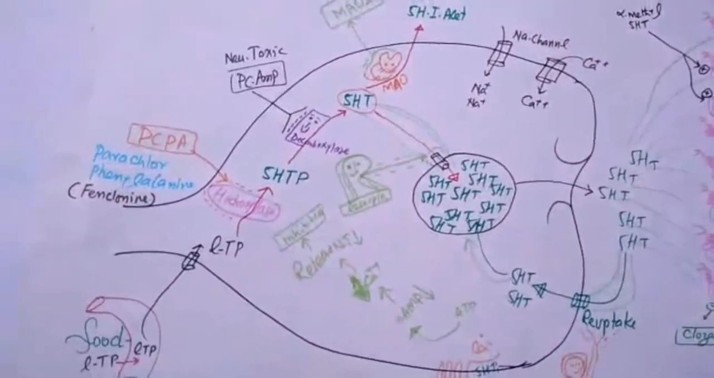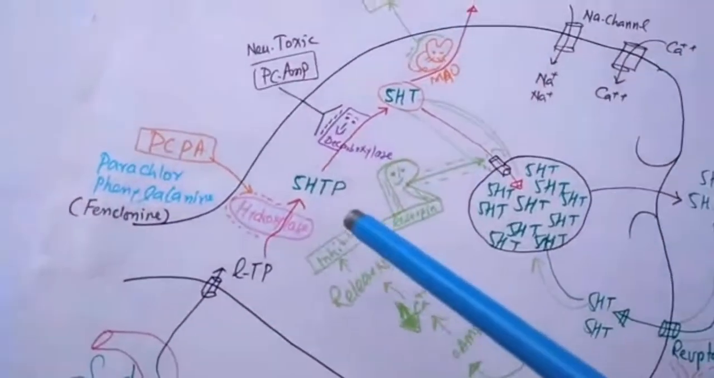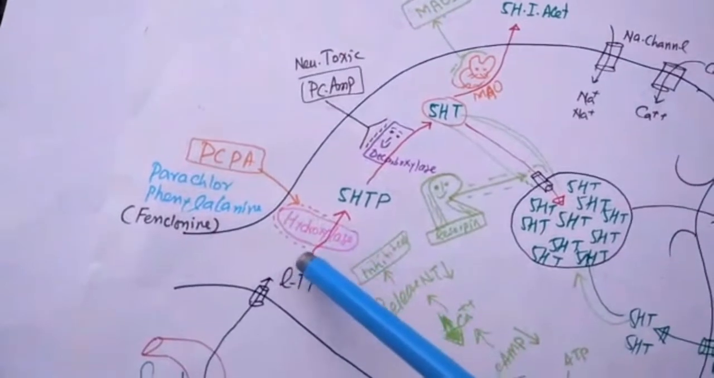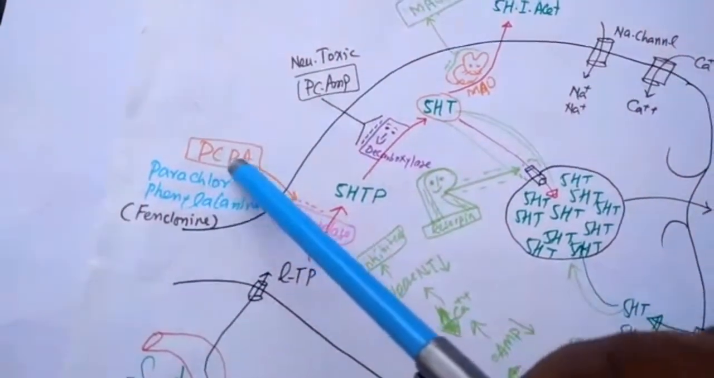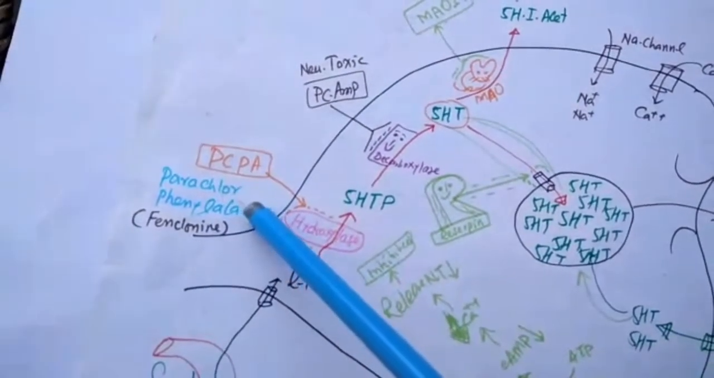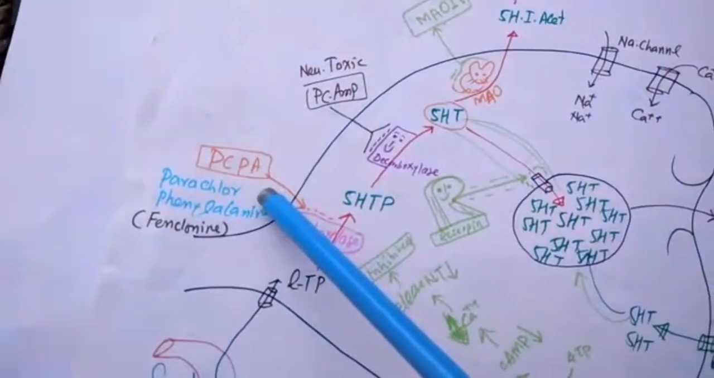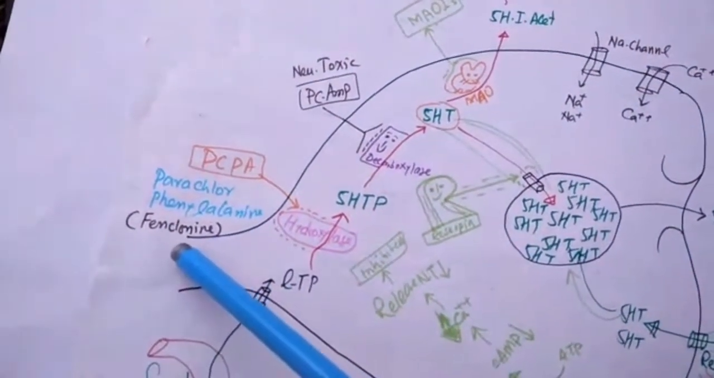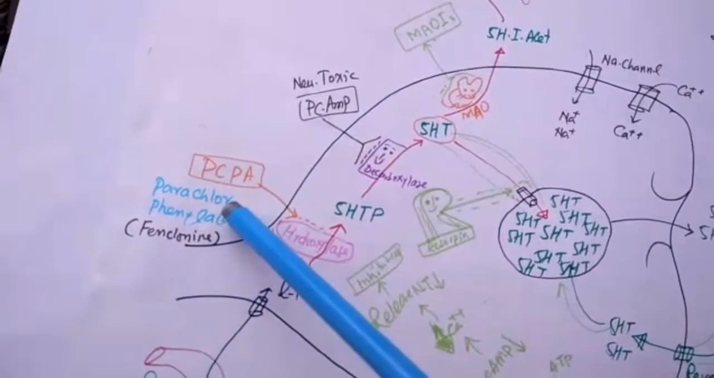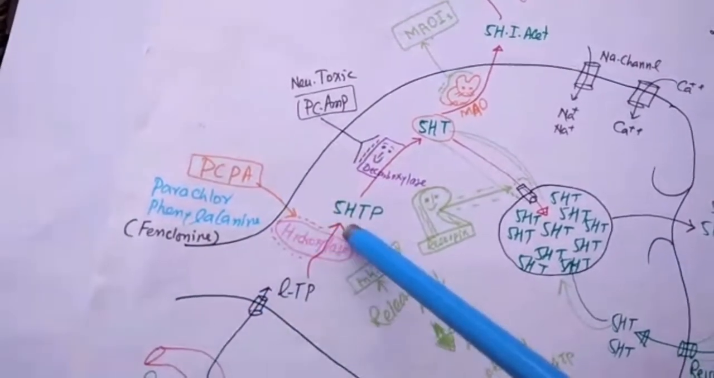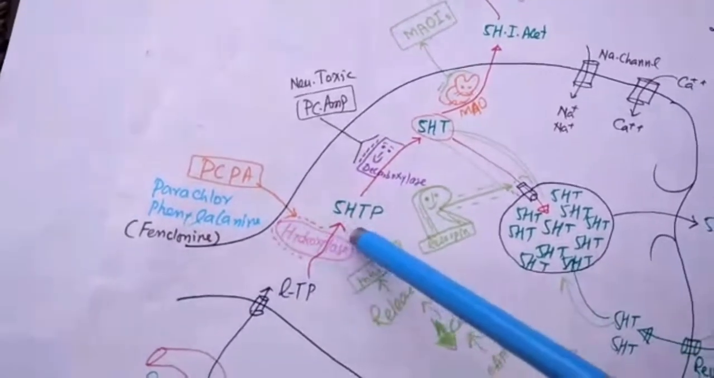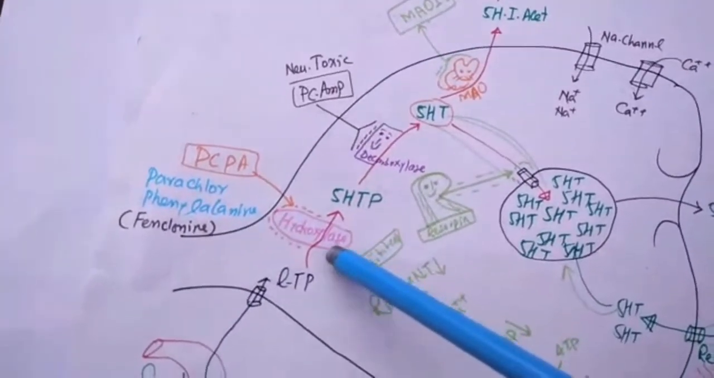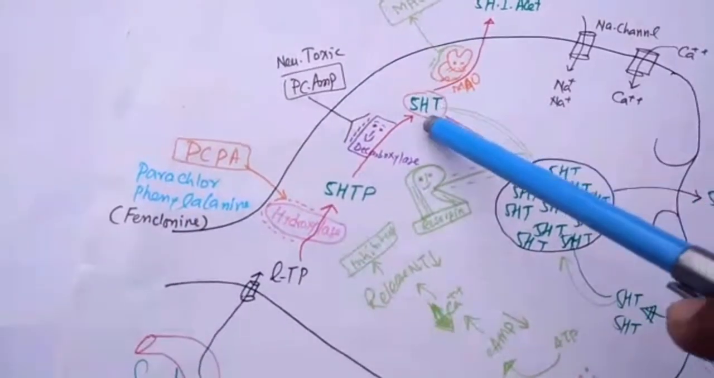But there are some drugs like PCPA, parachlorophenylalanine, which is also known as phenylalanine. This is the hydroxylase inhibitor. Once there is inhibition of hydroxylase, the synthesis of 5-HT is blocked.